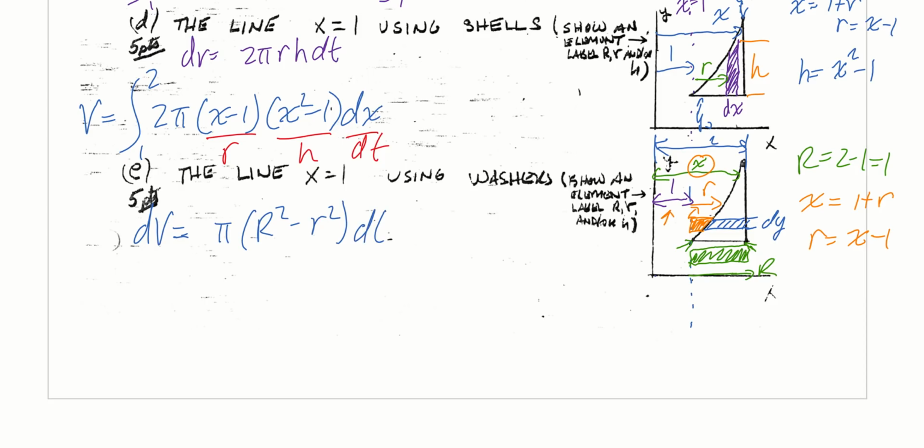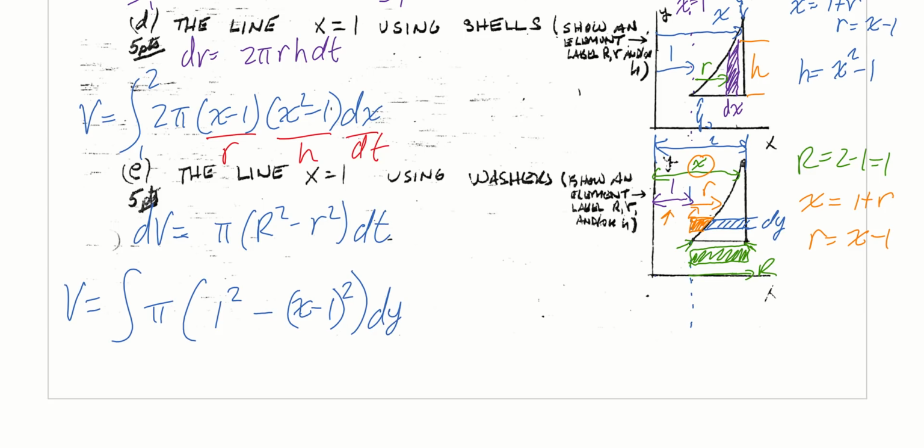So now I can get my, again, my dV is pi big R squared minus little r squared dt, which means my volume is going to equal the integral of pi times big R squared, which is 1, minus little r squared, which is x minus 1 squared, dt, which is again, it's dy.